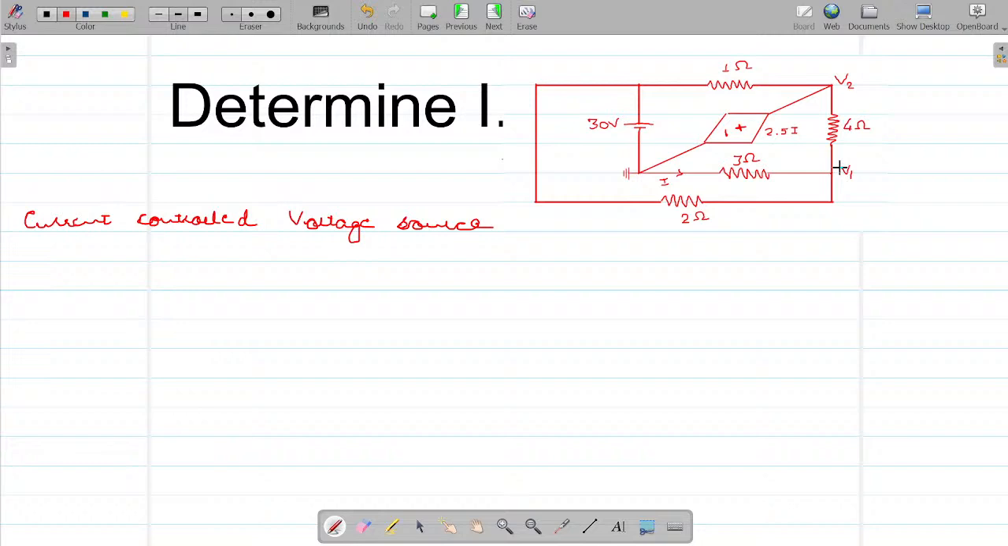Okay, so tell me, how many nodes do you see in these questions, and how many nodes can you determine the voltage at? See, this is ground, right? And this one is already defined to be V2. This one is defined to be V1, right? Now, do you see any other node in this question?